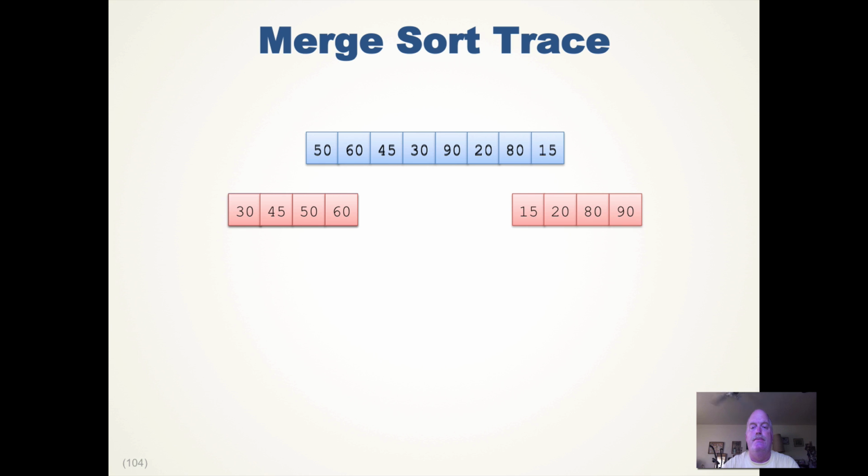together. So we select the 15, select the 20, select the 30, select the 45, select the 50, select 60. We're done with the left side, so we can copy the rest of the right sequence, and we have our sorted array.